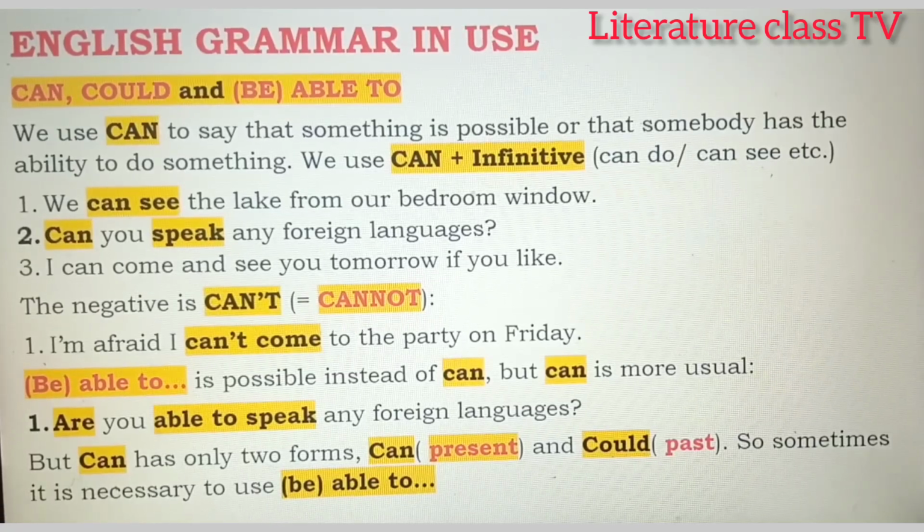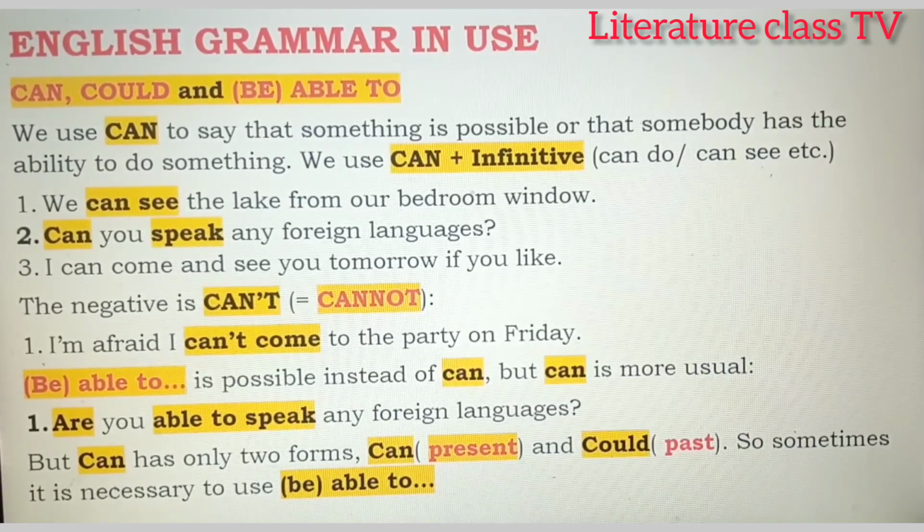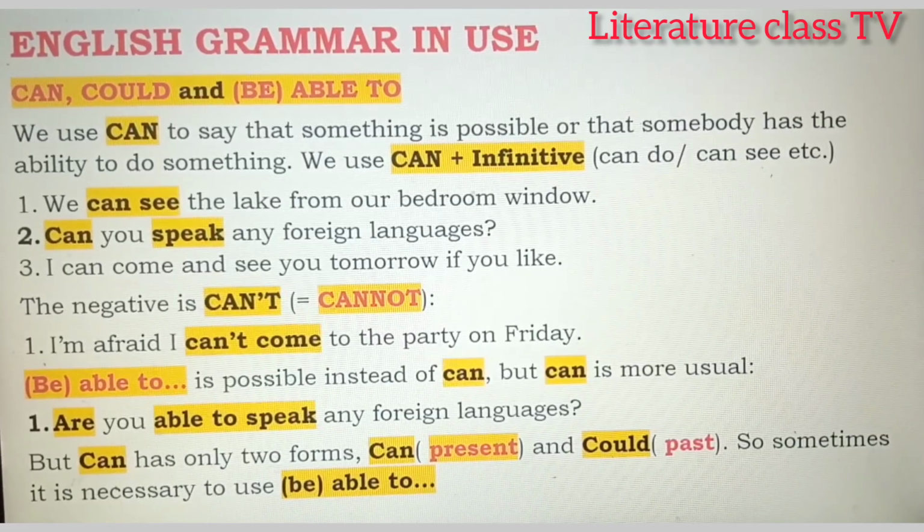We use can to say that something is possible or that somebody has the ability to do something. We use can plus infinitive without to. My friend, we use can when we say that something is possible to be done. Or we use can to say that somebody has the ability to do something. When we use can, it is followed by the infinitive without to.